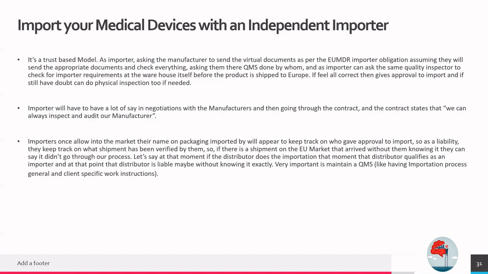So let's say at that moment, if the distributor does the importation, that distributor qualifies as an importer. Understood? At that point, the distributor is liable, maybe without knowing it exactly. So very important is to maintain a QMS, like having an importation process, general and client-specific work instructions.